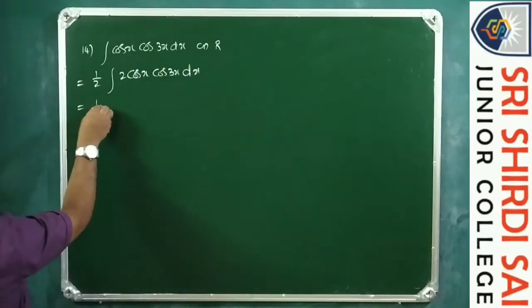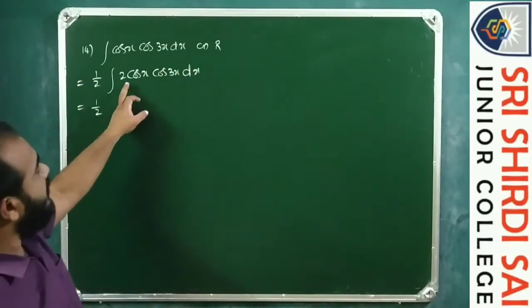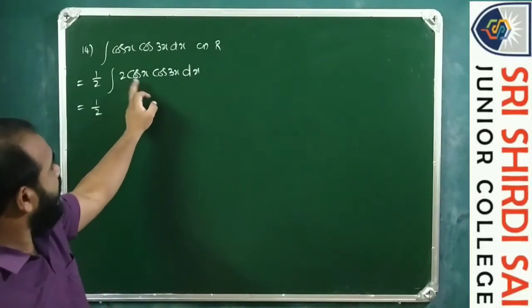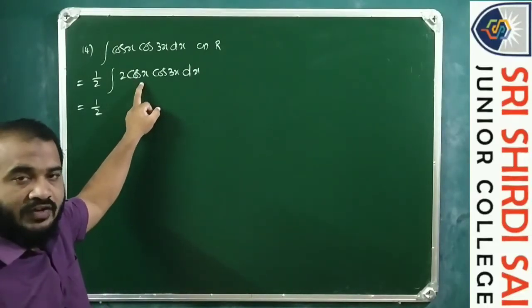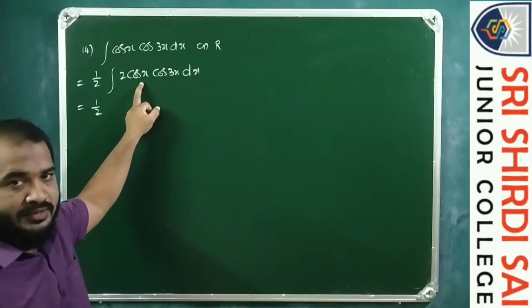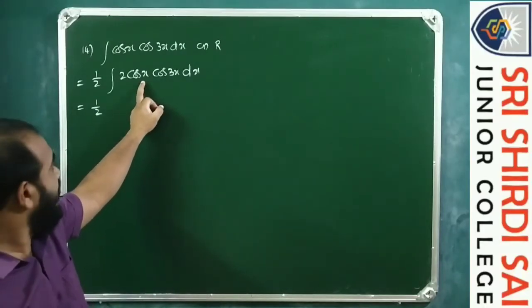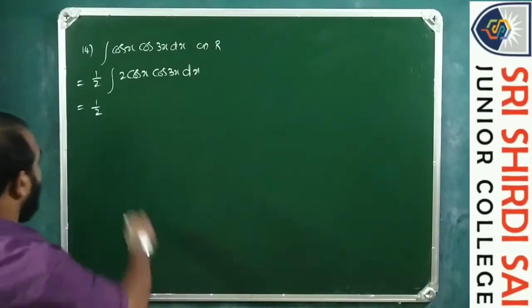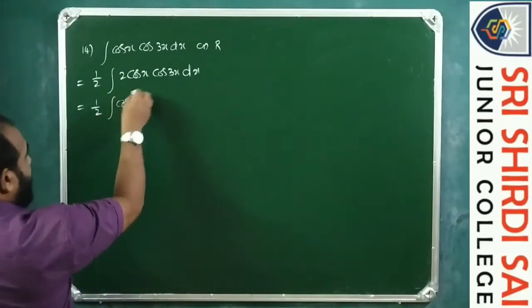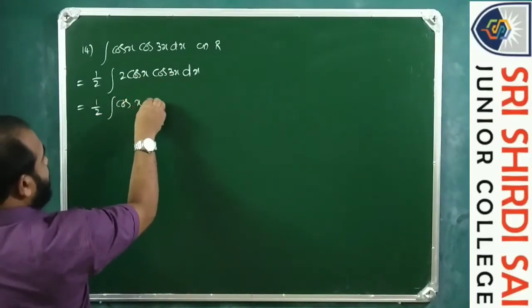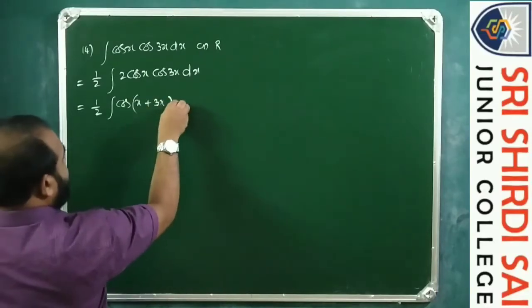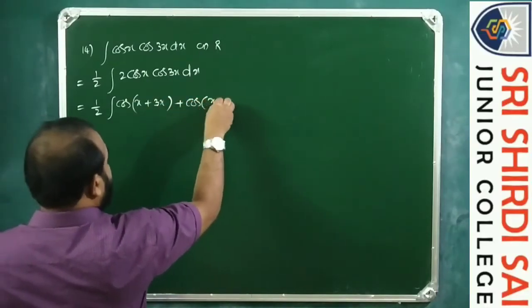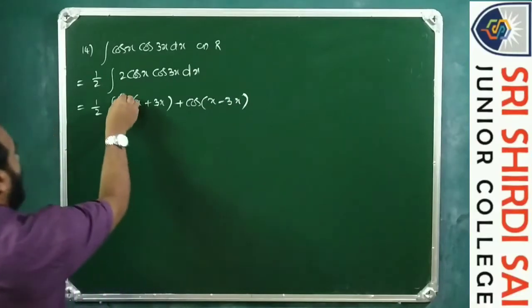So this is equal to 1 by 2. We have the formula for this in transformations that we studied in first year intermediate trigonometry. 2 cos a cos b is cos (a plus b) plus cos (a minus b). So this is cos (x plus 3x) plus cos (x minus 3x) whole dx.